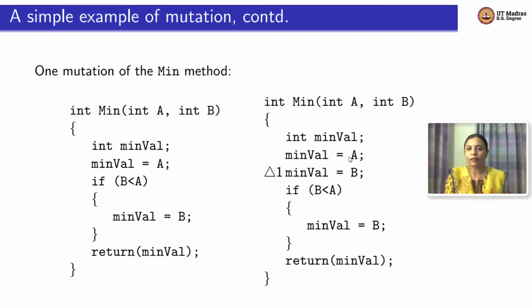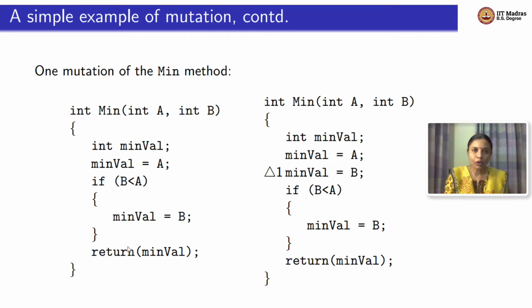This resulting program, with this one change of a being replaced with b, is called a mutant. So the original program is the ground string, and the resulting program with one change made is called the mutant. Now, I want to write a test case and execute the original program on the test case, and the mutant on the same test case. And I want to get different outputs from both these programs. So let's assign something. Let's say a is 5, b is 8.